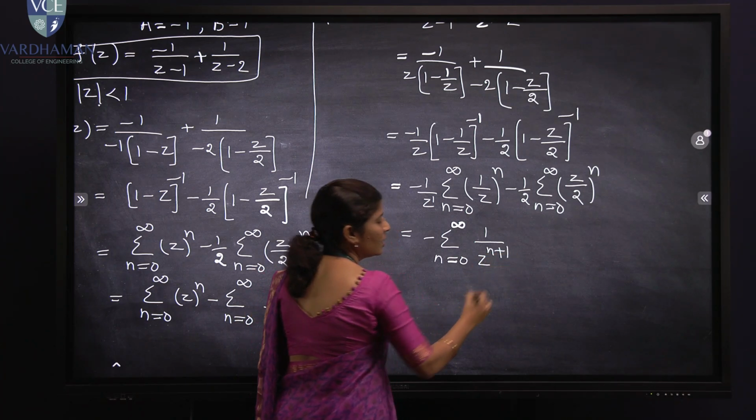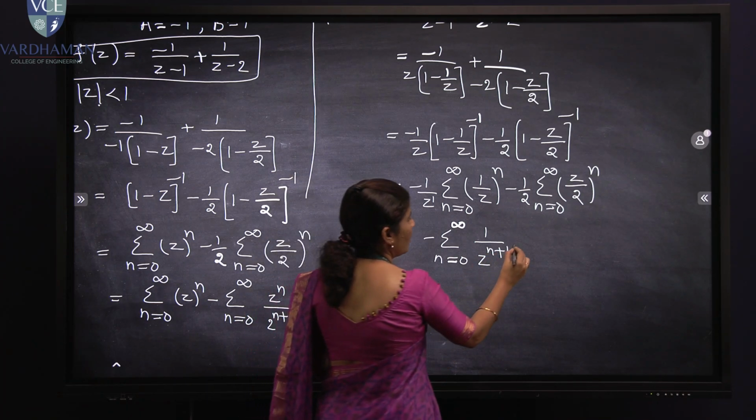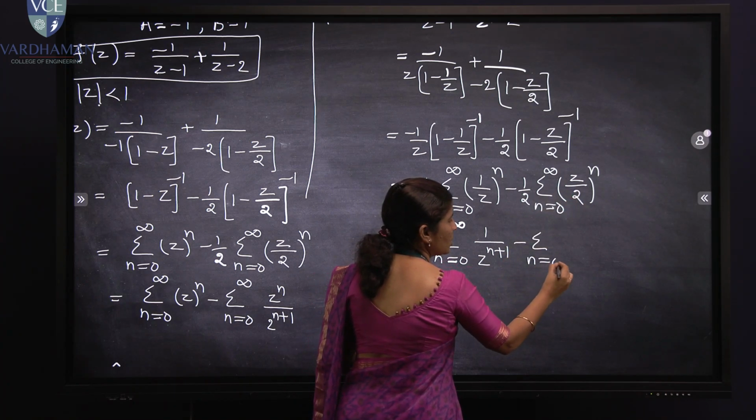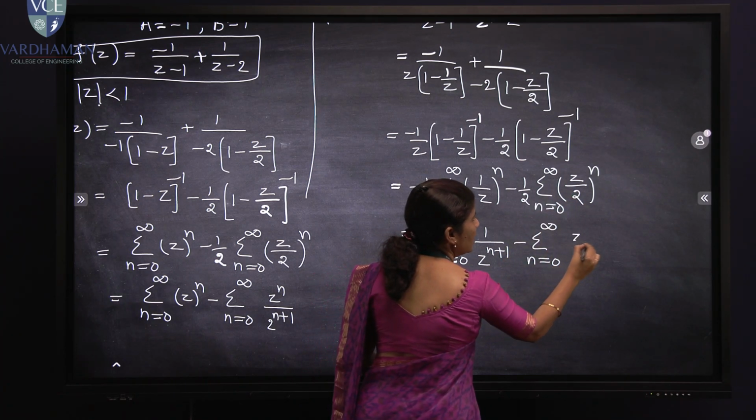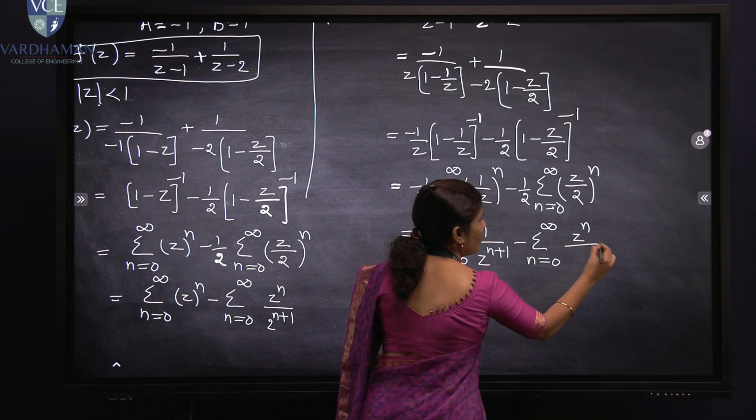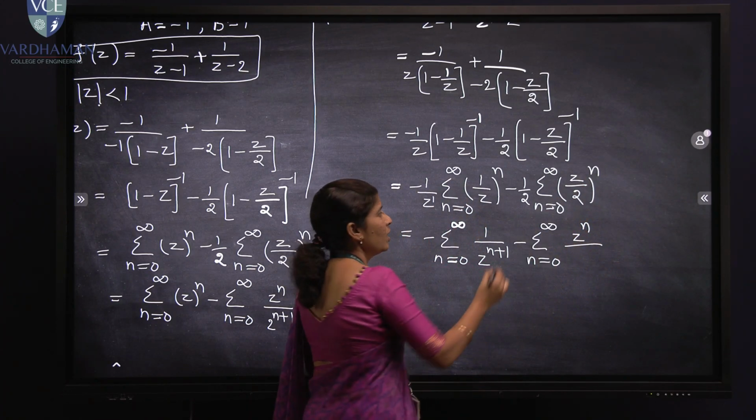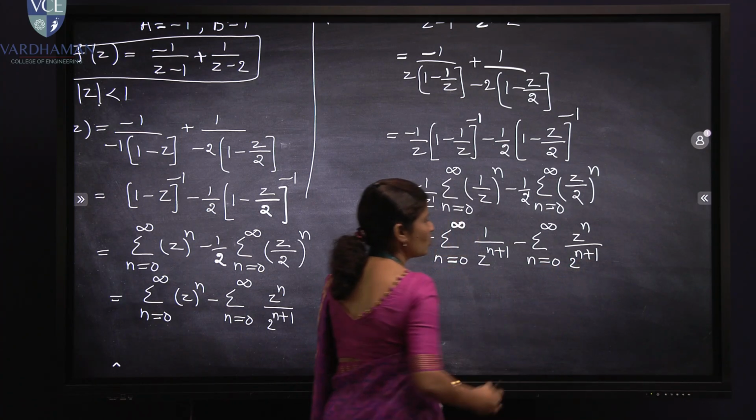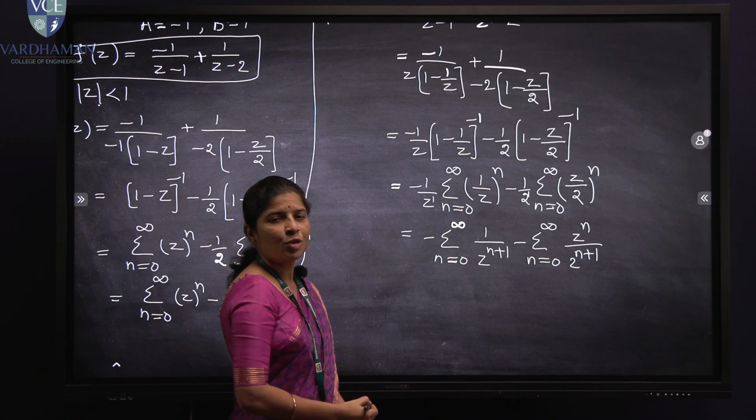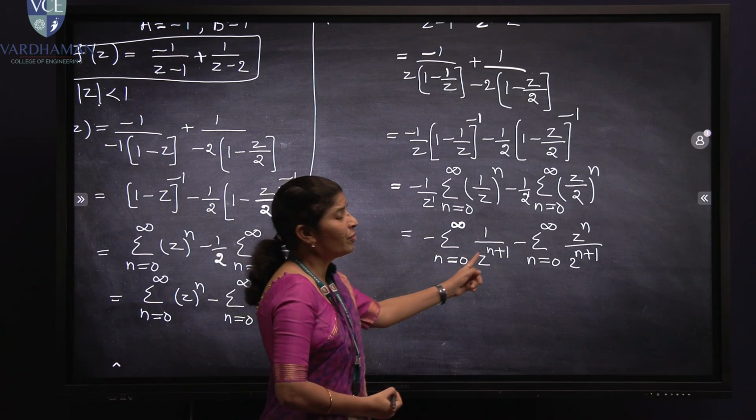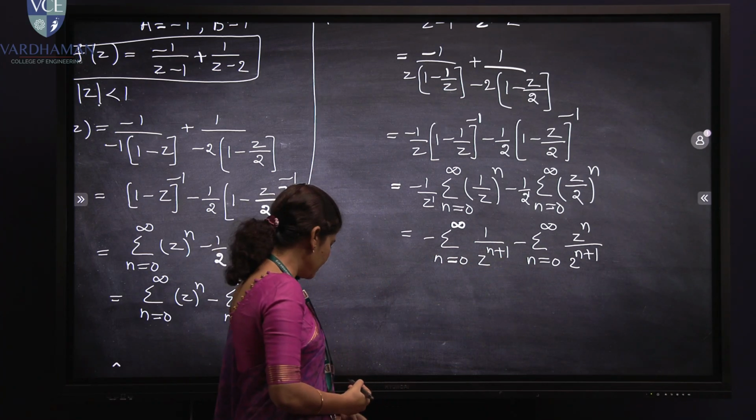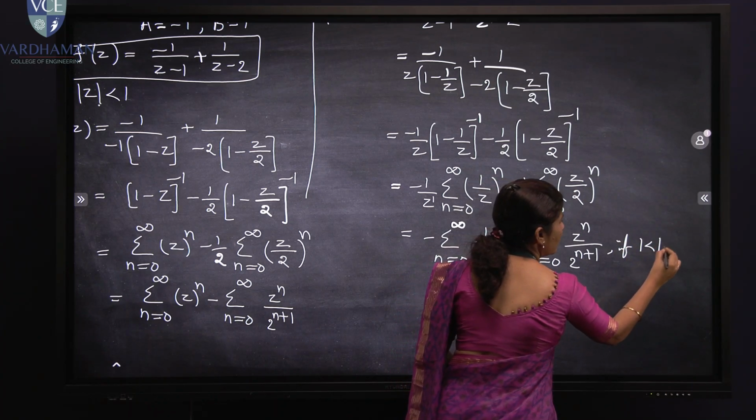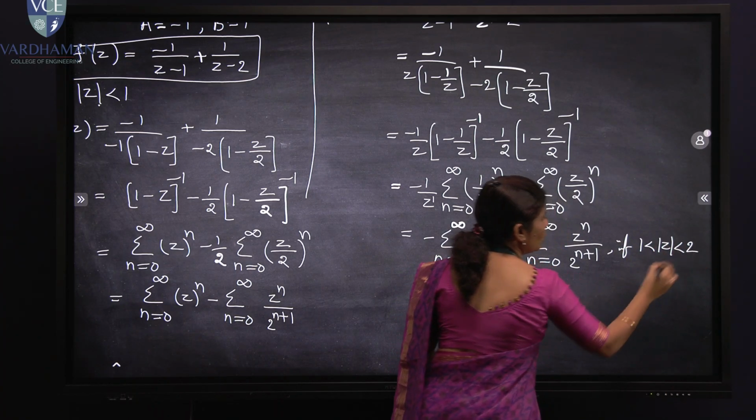We write both as a combination, that is z power of n plus 1, minus, if we take 1 by 2 inside the summation, we get summation n equals 0 to infinity z power of n, and in this 2 power of n, and we already have 2 power of 1, that is 2 power of n plus 1. And this is the Laurent series expansion of f of z in the form of z using the second condition, that is if 1 is less than modulus of z is less than 2.